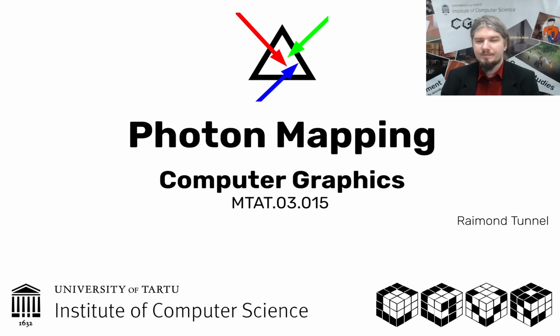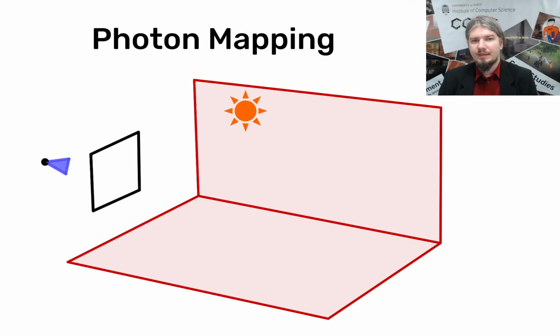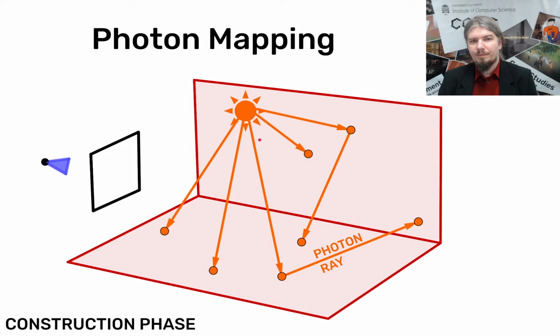Photon mapping. So another global illumination technique is photon mapping. So let's assume we have again a camera, screen, some kind of a scene geometry and a light source. Now the first step in photon mapping is the construction phase. Here we actually shoot photons out from the light source.